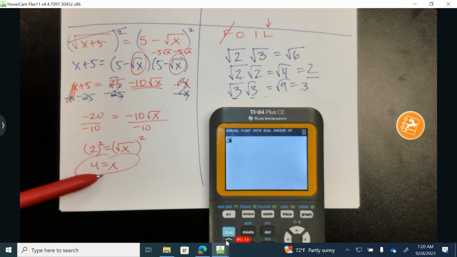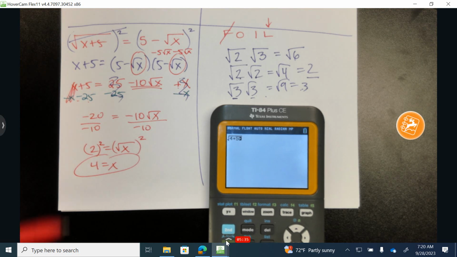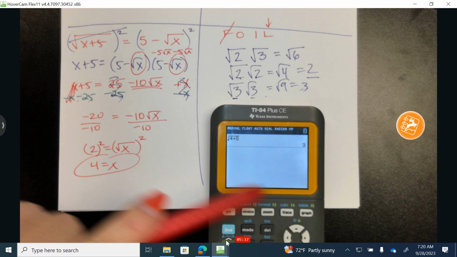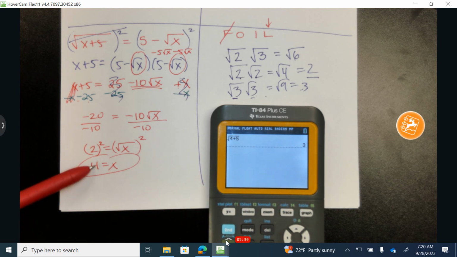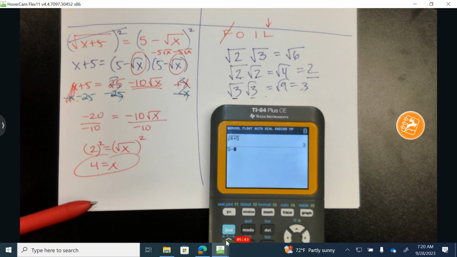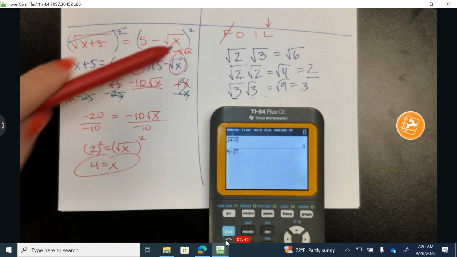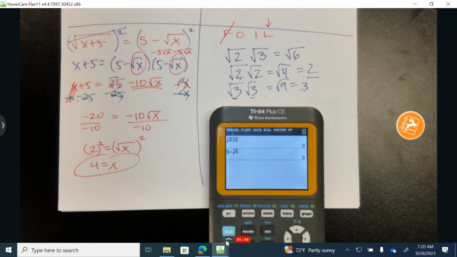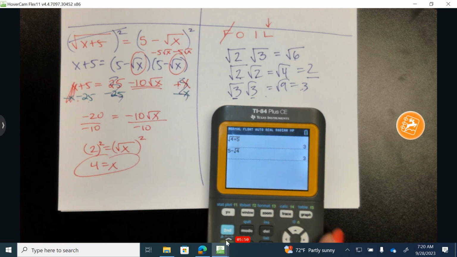Square root, and I'm substituting in 4. 4 plus 5, that's on the left-hand side. So the left-hand side equals 3 when I substitute in a value of 4. On the right-hand side, I have 5 subtract the square root, again, substitute in 4. The left-hand side and the right-hand side equal 3. That means 4 is the correct answer.